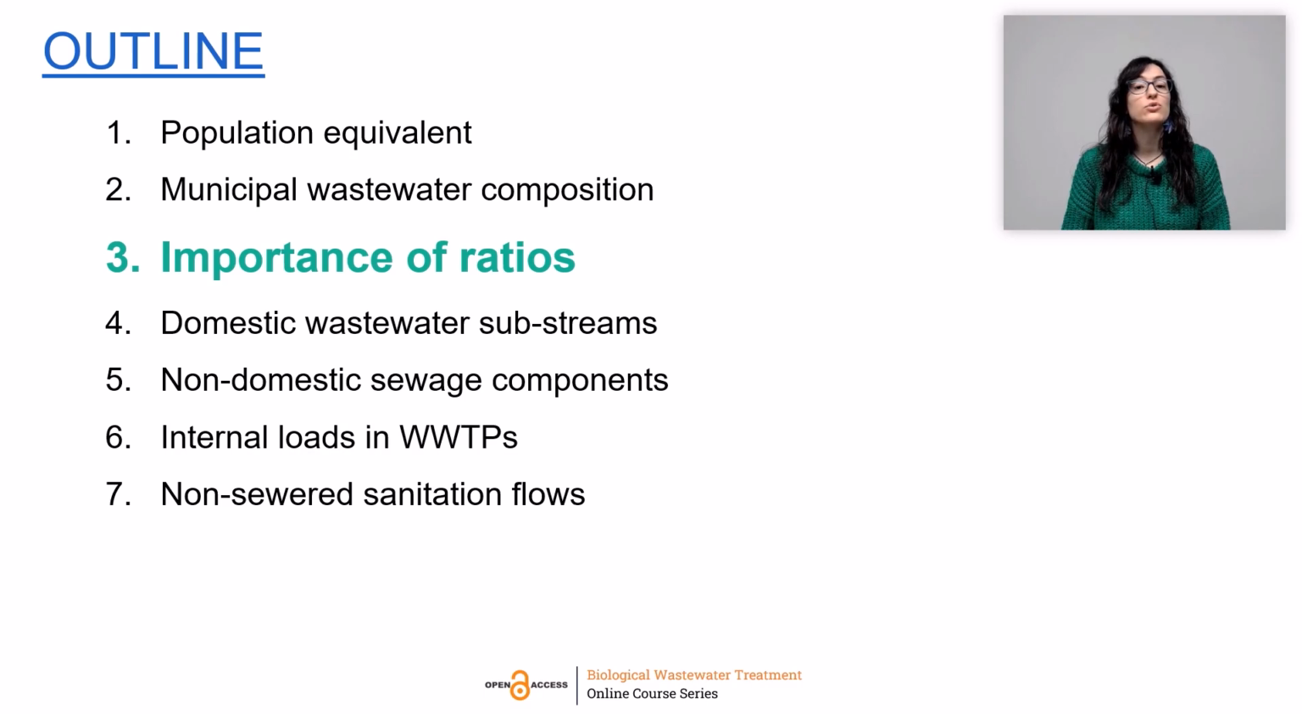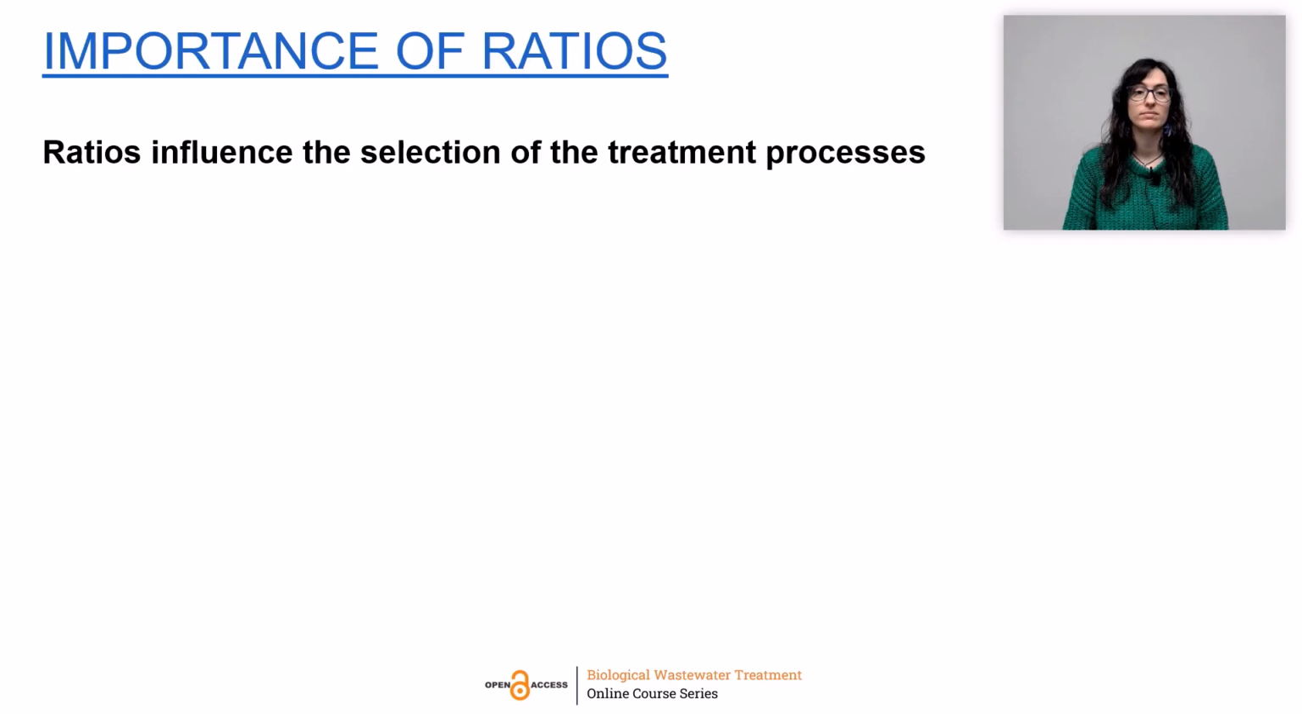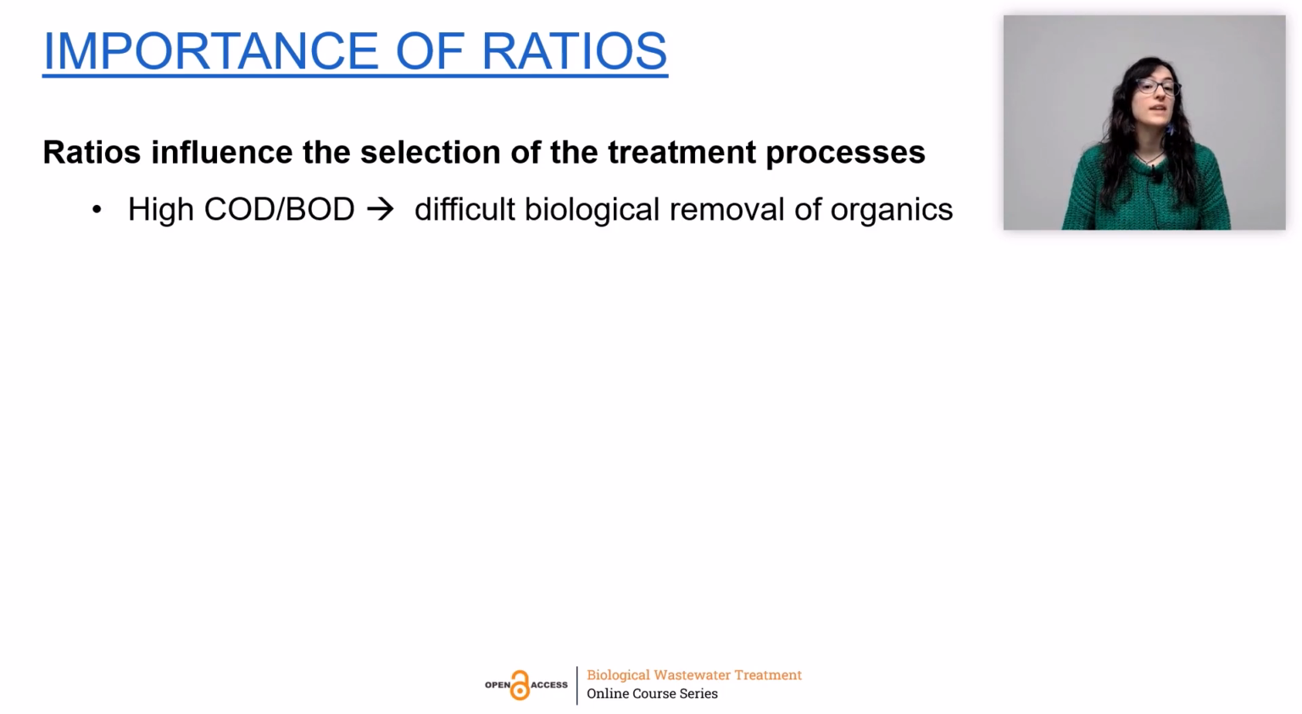Let's move now into another topic, which is the importance of the ratios in the wastewater. The ratio between various components in wastewater has a big influence on the selection and the operation of the wastewater treatment processes. One example of a useful ratio is the COD to BOD ratio. We know that if this value is too high, there will be difficulties for the biological processes to remove organics from the wastewater, since we will have a low biodegradable fraction.